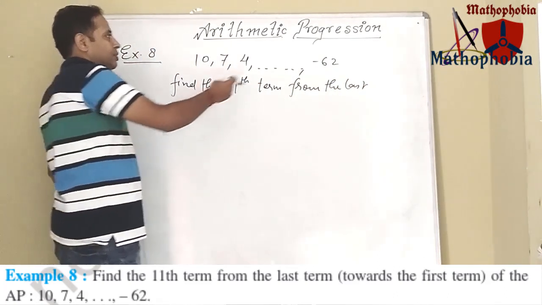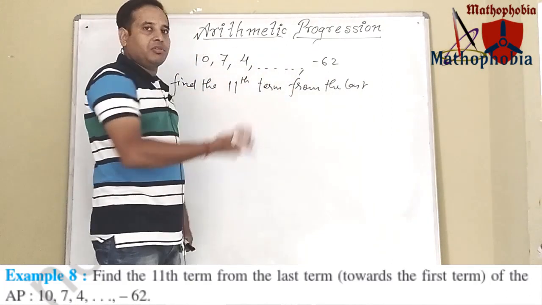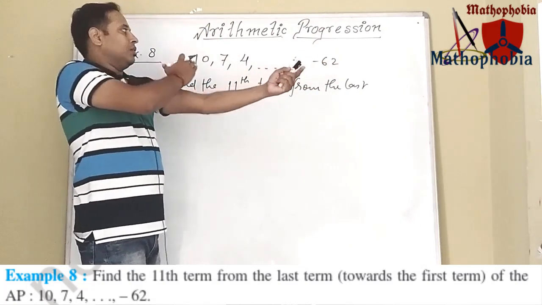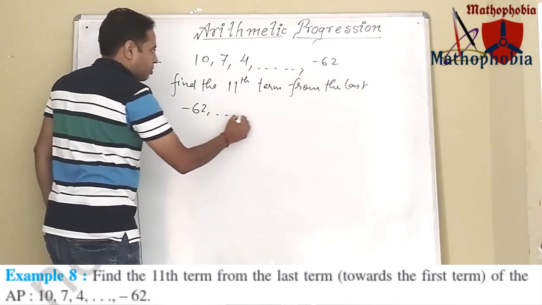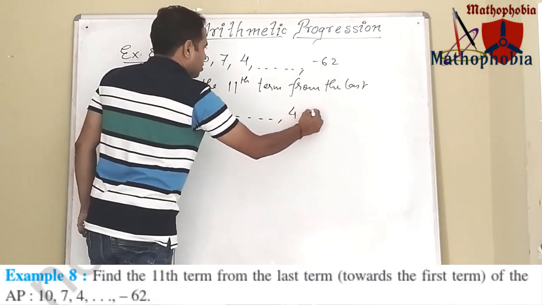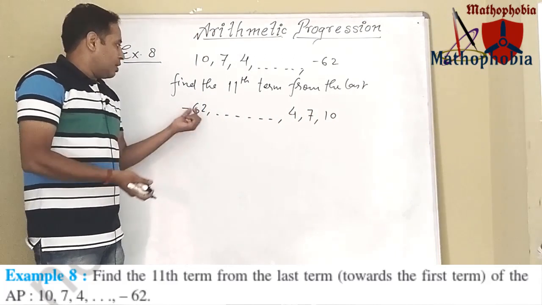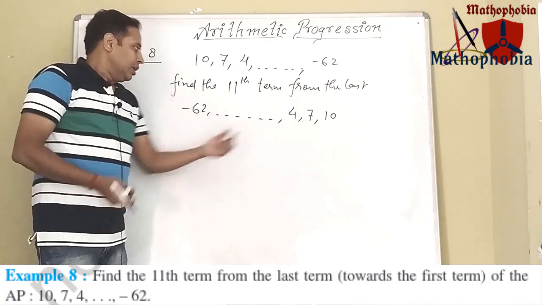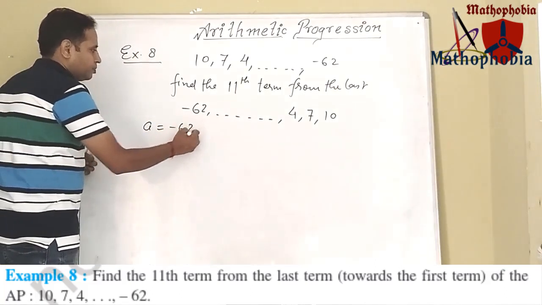Now, in order to get the 11th term from the last, the easiest way to do it is to just reverse the order of this sequence. ऐसे इसको पलटा देना. Okay, this was the last term, so I'll rewrite it as minus 62, then 4, 7, 10. So we need to find out the 11th term from here. In this case, the first term of the AP is minus 62.